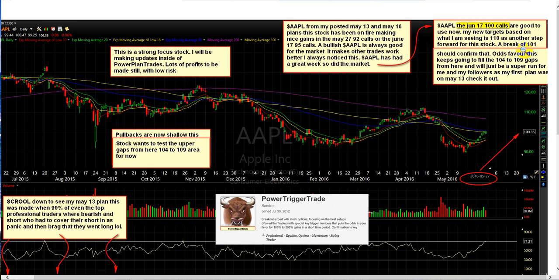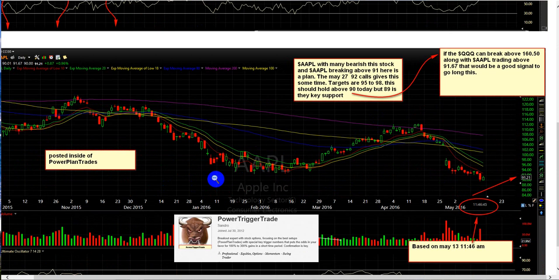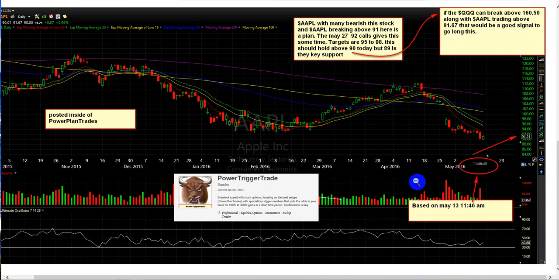So these plans, when I make a new plan, it's what I saw that really needed to happen. I figured Apple was going to do that. Anyways, you don't want to figure anything in the market. A plan is a plan. You want to wait for the trigger numbers. This is my point. But the rest of my plans, like this May 13th plan, worked out very well.